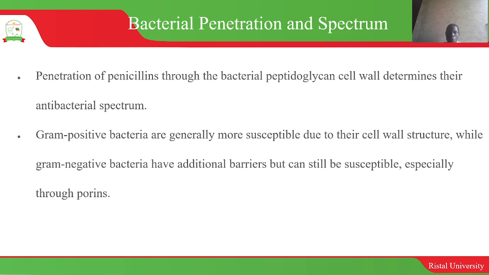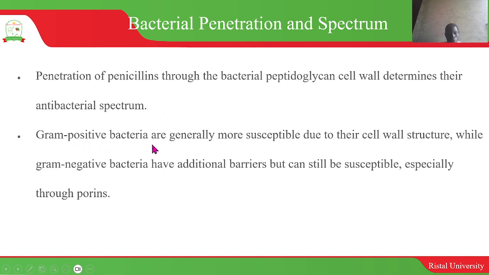Bacterial penetration and spectrum. Penetration of penicillins through the bacterial peptidoglycan cell wall determines the antibacterial spectrum. So how easily this drug penicillin is able to penetrate through the peptidoglycan, which is the protein wall of this bacteria, is what will determine really the antibacterial spectrum of this particular drug.